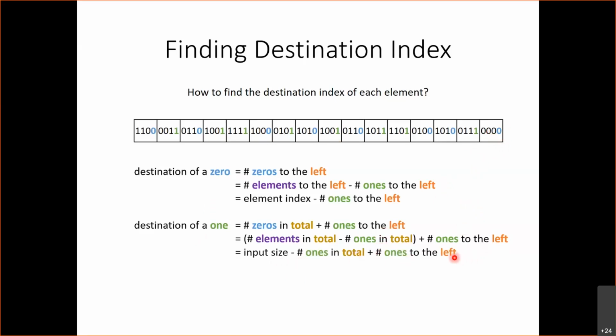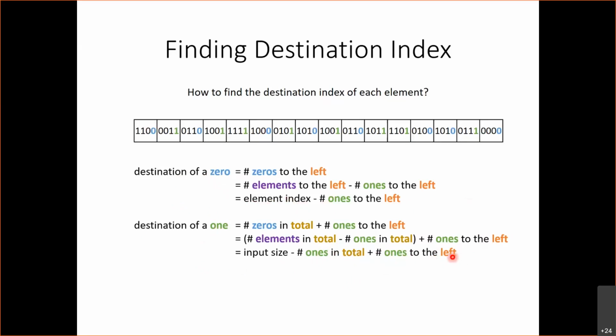So here what I've done is I've defined the destination of a zero element in terms of the index of the element, which I trivially have, and the number of ones to the left of an element. And I've defined the destination index of a one in terms of the input size, which I trivially have, and the number of ones to the left of an element, and the number of ones in total, which I automatically get when I find the number of ones to the left of each element.